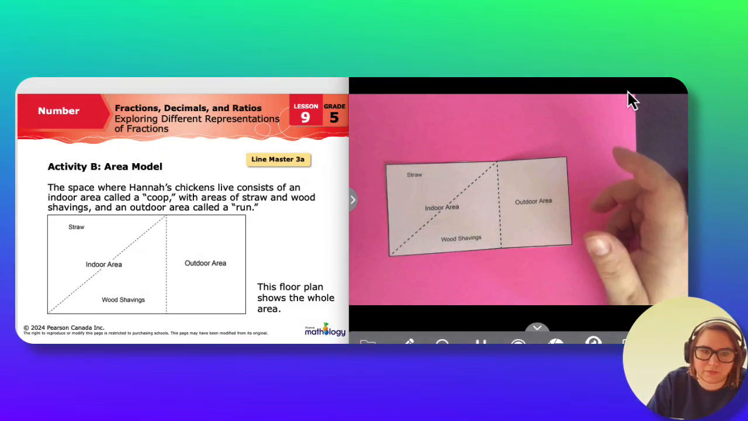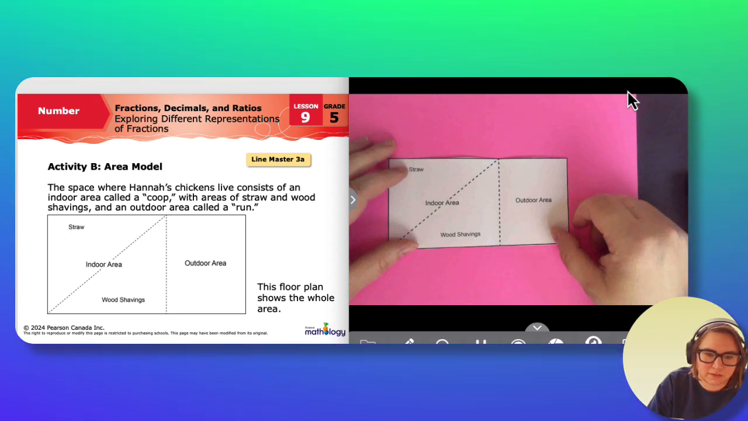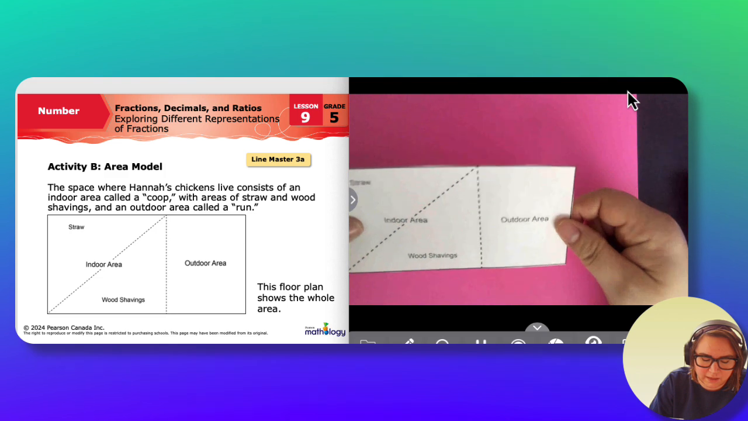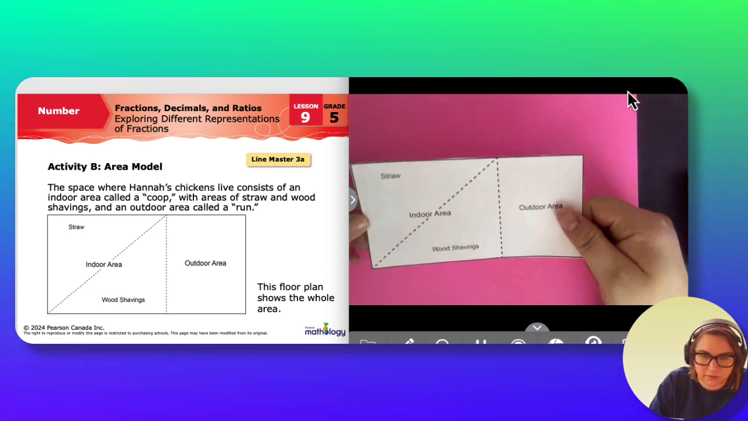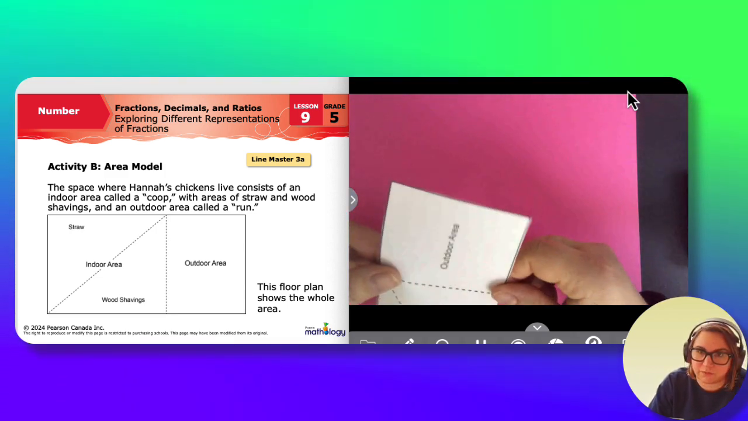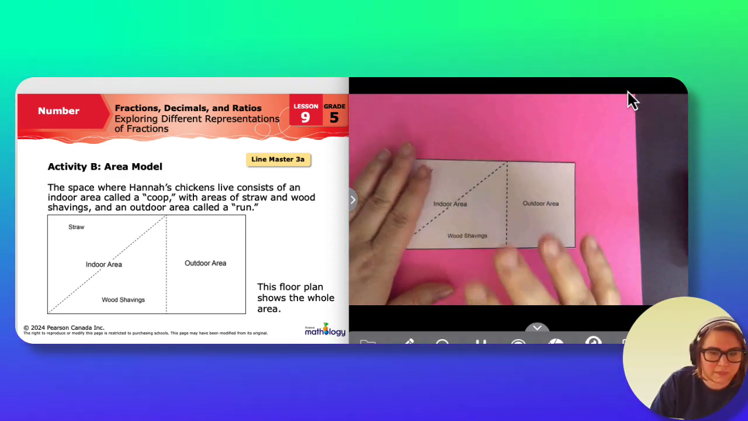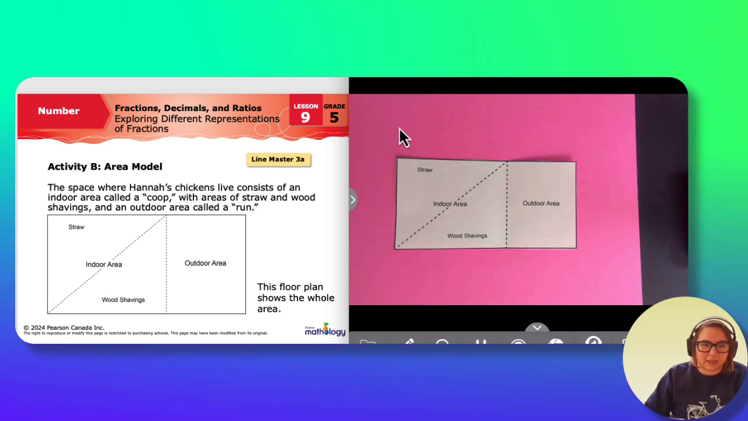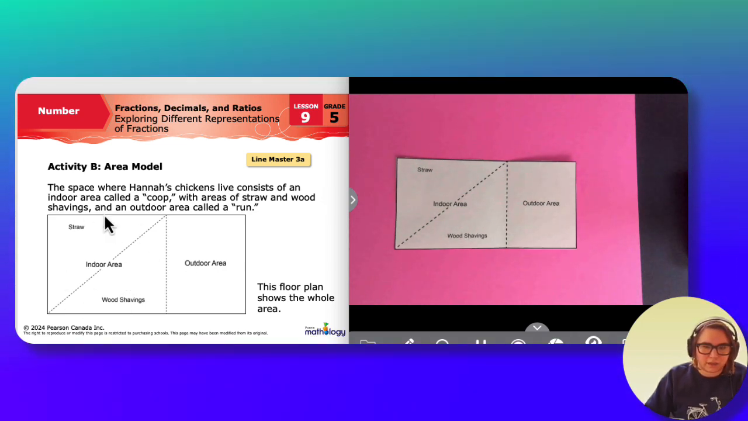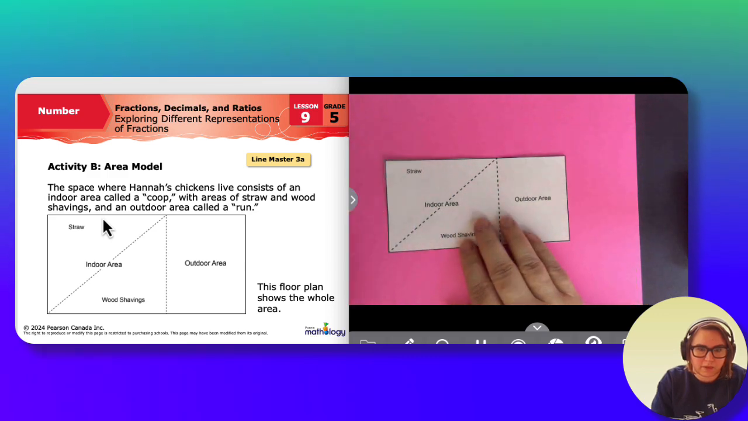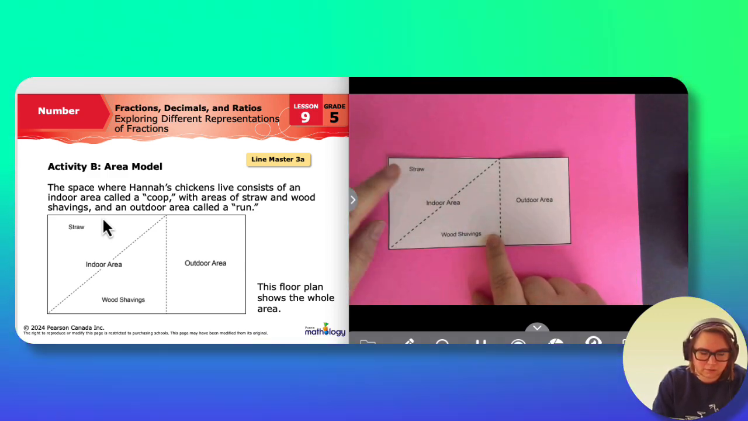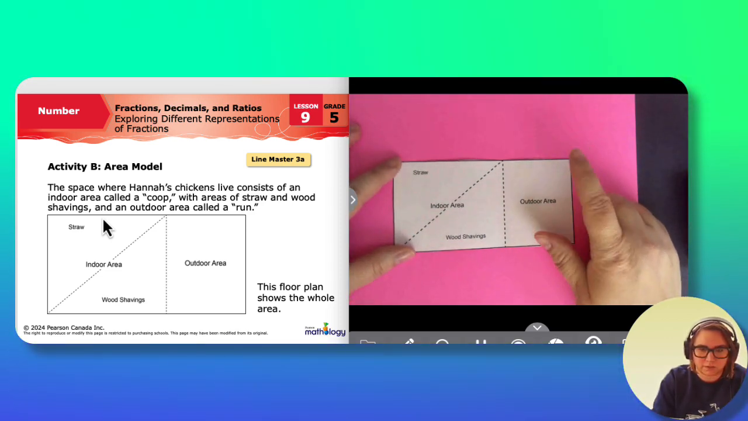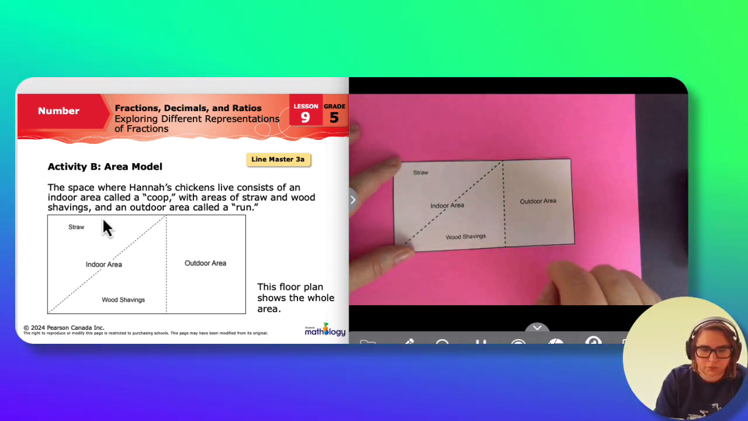Activity B in the slide deck focuses on the area model to represent fractions. And so there are two slides for this activity, and there's this printable that is helpful to give to every student. It is very helpful to have it cut out so that students are able to fold it and manipulate it. So what this activity is saying is that this is the space where Hannah's chickens live, and there's an indoor area here called the coop, and there's straw and wood shavings in here, straw on one side, wood on the other. And then we have an outdoor area over here, which is called the run. And this floor plan shows the whole area.